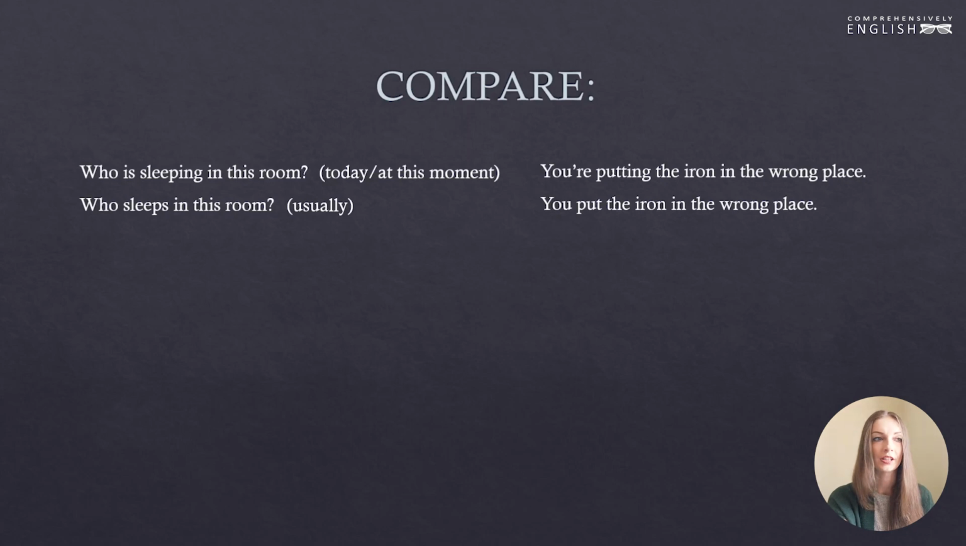So the first sentence can express that something is going on right now, so now you're putting the iron in the wrong place, it's only now. The second sentence tells us about something that the person normally does. It's not an emotionally colored sentence, it's just a fact. He or she puts that iron in the wrong place regularly.